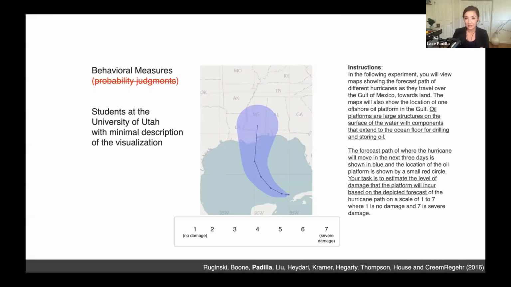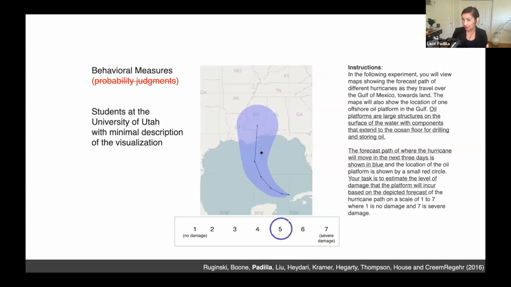We show them a location on this hurricane map, and they estimate the damage that would occur to that particular location. And we do this in this experiment with students at the University of Utah, that happens to be a very landlocked state in the US, because we want to know what information they're getting from the visualization itself. We don't necessarily at this point want to know about their prior experiences with hurricanes.